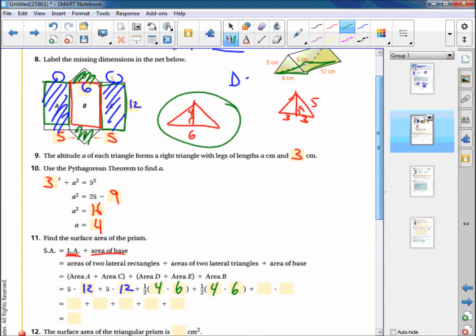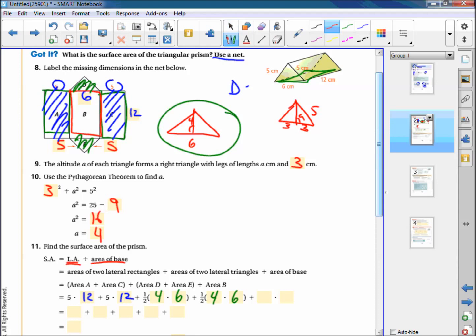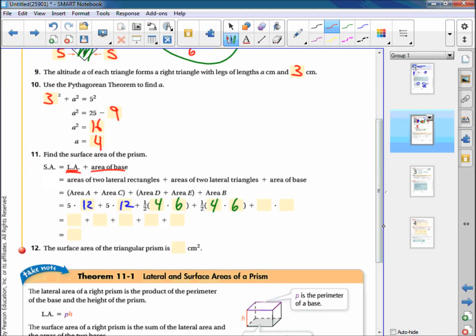And then lastly, we need to find the bottom piece. That's B here. That's our regular base. So that's a 6 by 12 rectangle. And then we do some math here. 5 by 12 will give us a 60 area. 5 by 12 will give us a 60 area. Half of 24 will give us a 12 area. Half of 24 again will give us a 12 area. And then our last one is 72. If we add up all those things, we're going to get 216 for our total area. So the area is 216 centimeters squared.